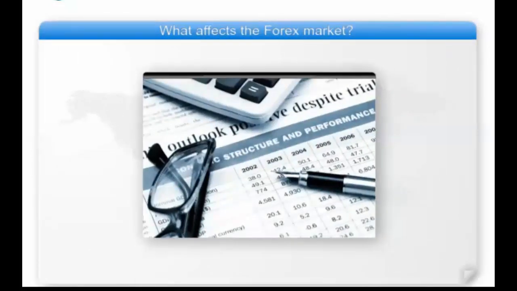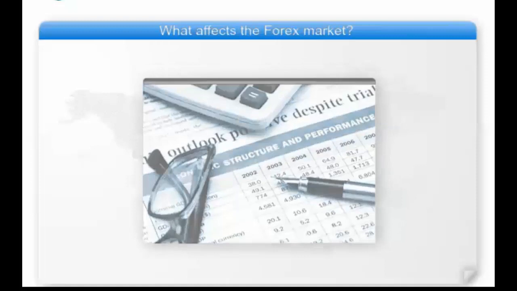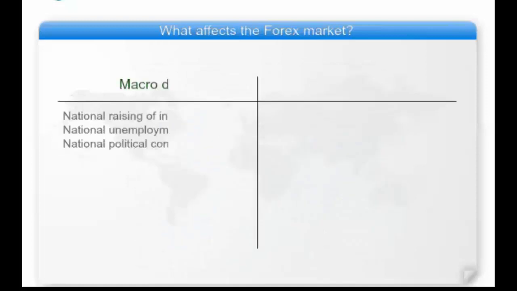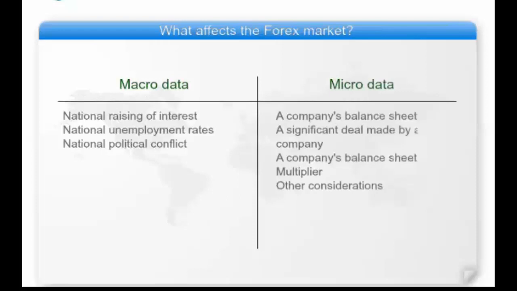What affects the Forex market? The Forex market is affected solely by macroeconomic data, not by microeconomic data. What are macroeconomic data? Raising the interest rate in a country, the unemployment rate of a country, and political conflicts within the country. On the other hand, microeconomic data are the balance report of a very large company in the country, a large business deal which a large company is about to execute and or has executed, and more. The microeconomic data does not interest the Forex market and does not affect it. In other words, the Forex market is affected by large-scale and international events.